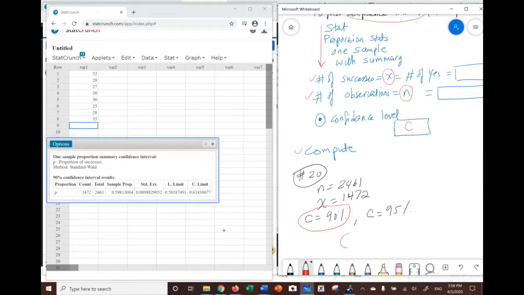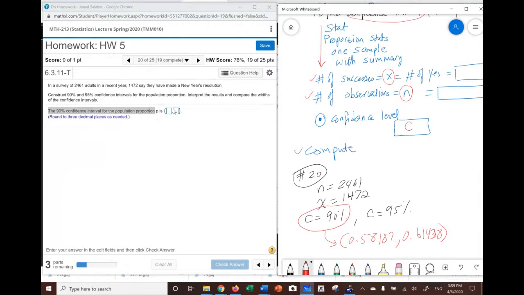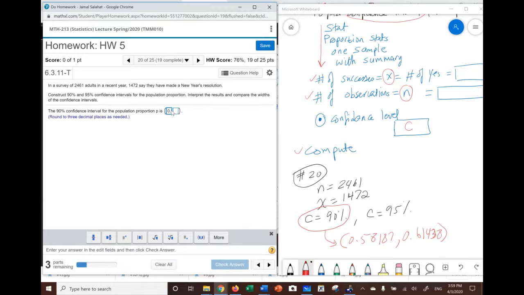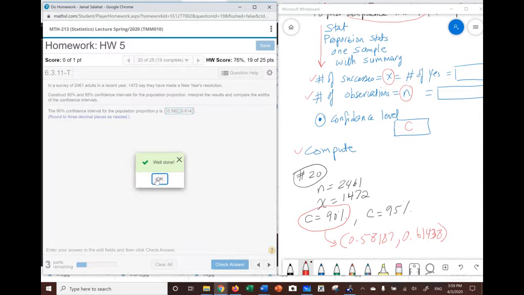And my first answer for 90% is going to be 0.58187 something. And again, later on, we're going to come and see how many digits we need. And this is 0.6143 something. So again, I don't need all of those numbers. Let me just minimize this and see what we need. We need 3 decimals. So if I go to 3 decimals, it's going to be 0.58, and again, I need one more. It's going to be a 2. In second place, I need 0.61, and I need one more, so it's going to be a 4. So if I hit check, it's going to tell me, well done.